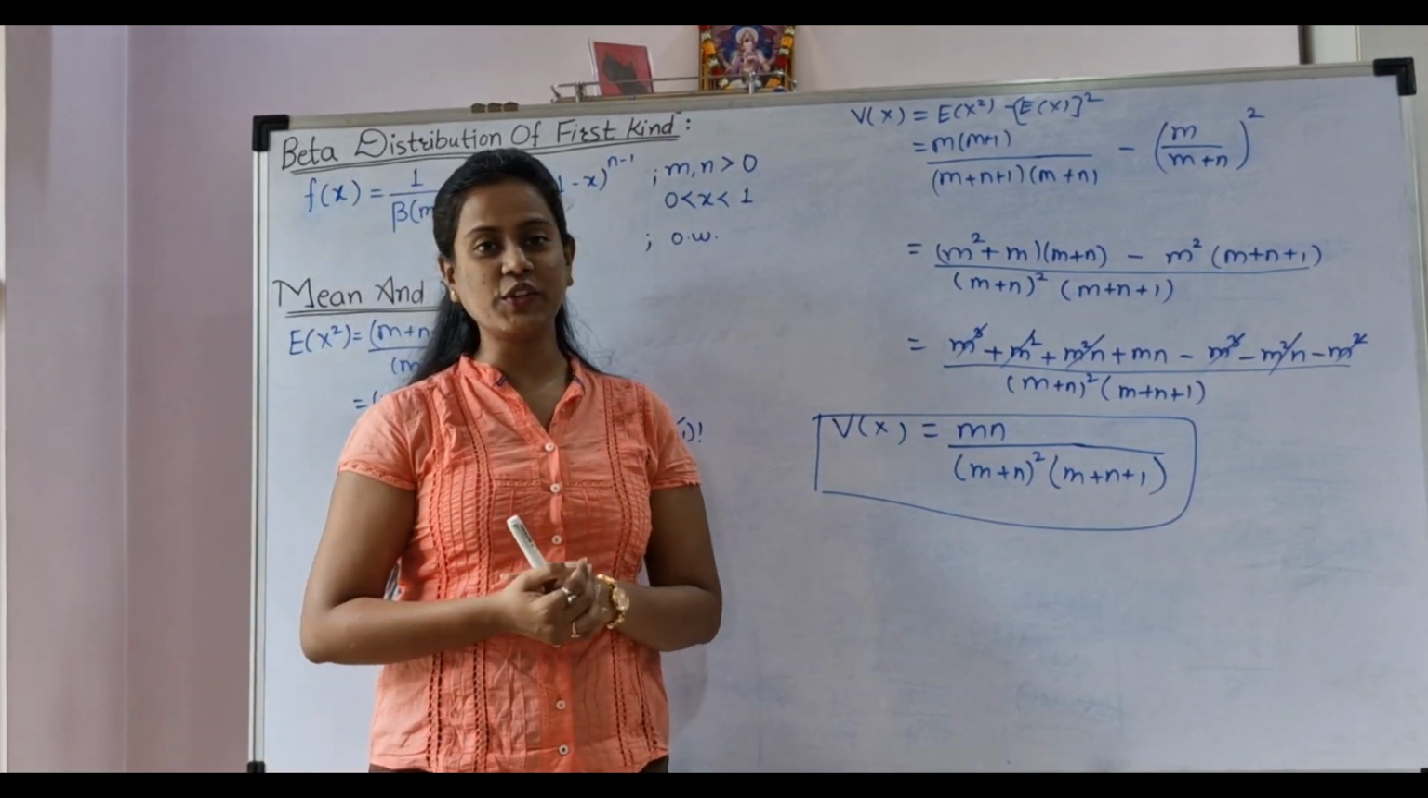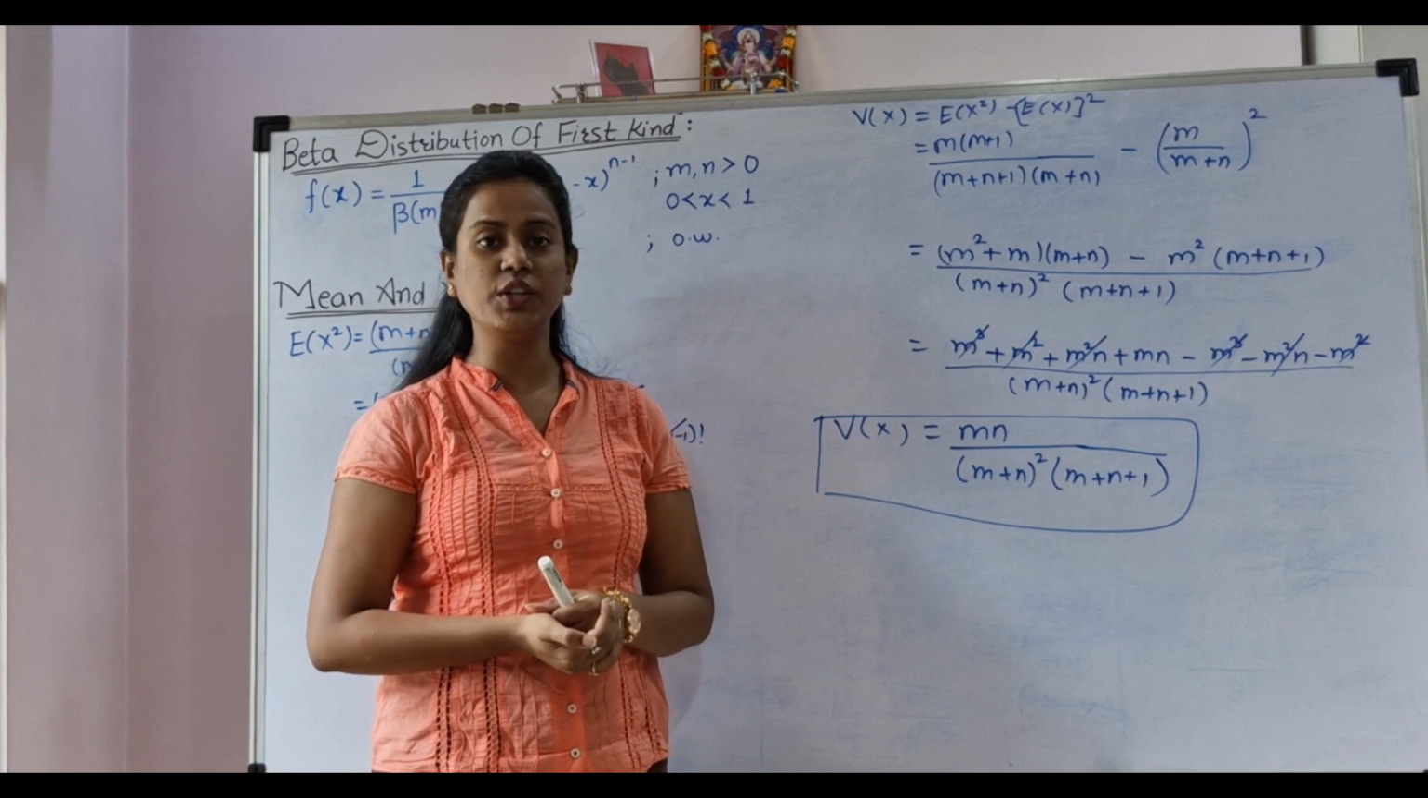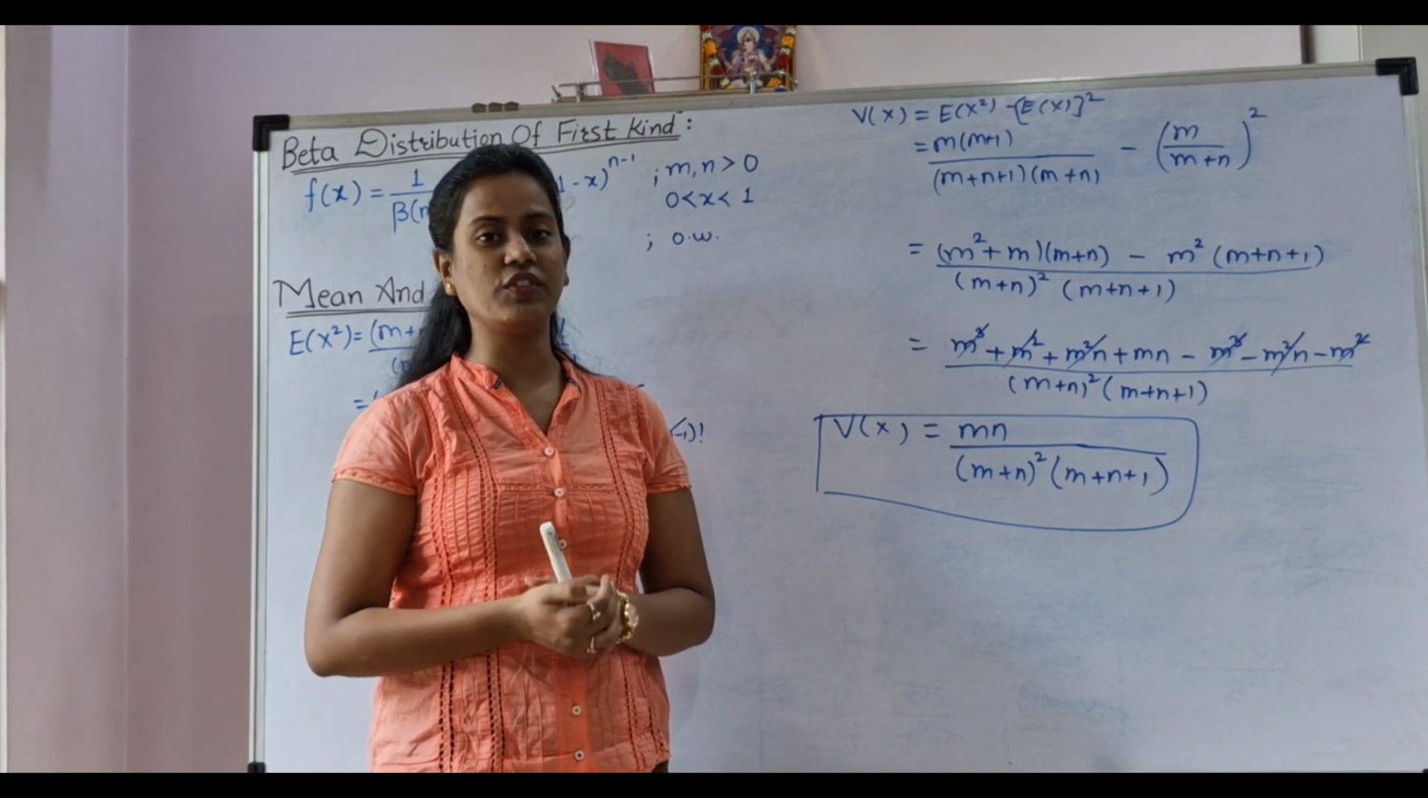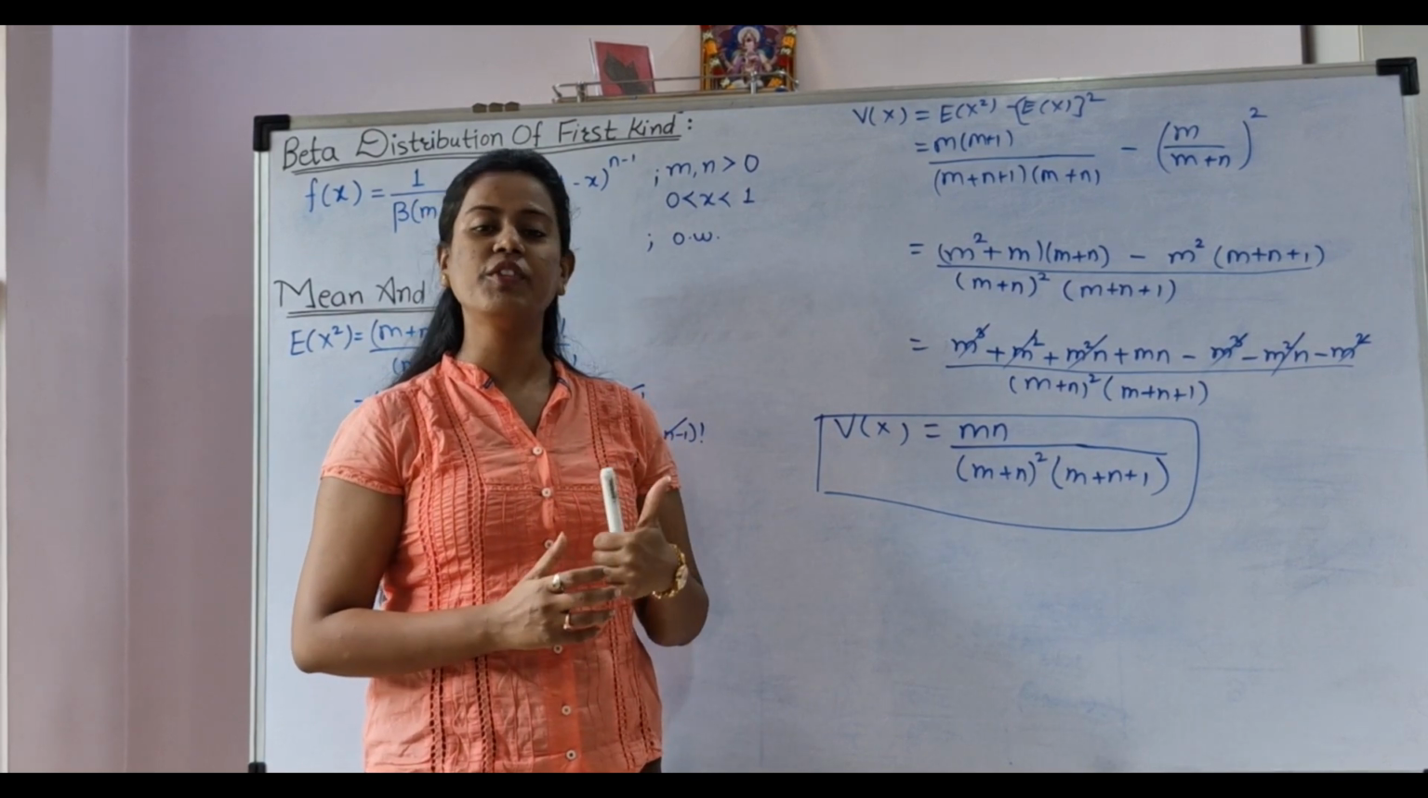In the next video lecture, we will find out skewness and kurtosis of a beta distribution of a first kind.